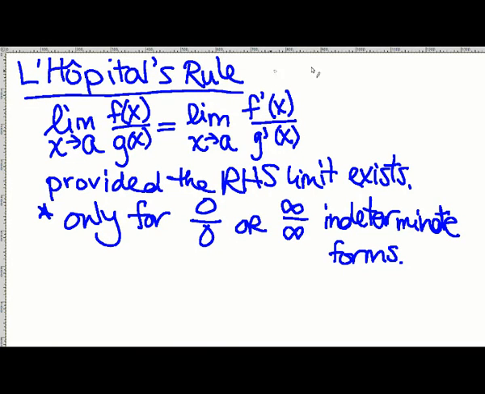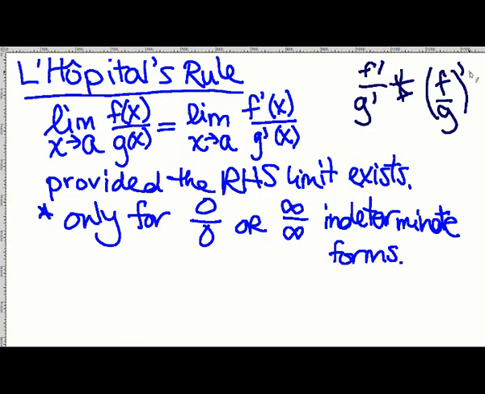And note that f prime of x divided by g prime of x is not the quotient rule. So we're not taking a derivative here. We are taking a limit. This is not the derivative of f over g. So we are really using a new technique for computing limits. It has nothing to do with computing the derivative of that quotient. We're computing the limit of this quotient.